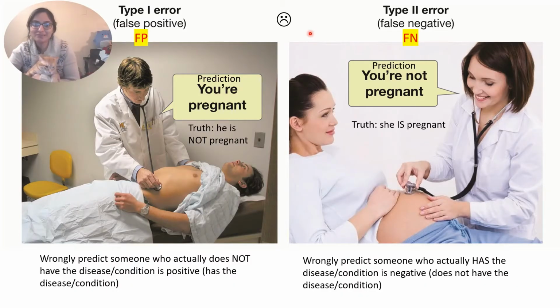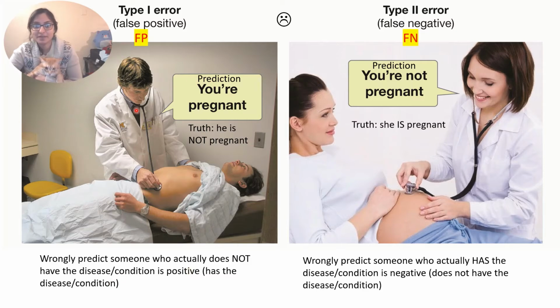So I just want to quickly review the two types of errors that we are discussing: the type 1 error, false positive, and type 2 error, which is a false negative. A false positive is wrongly predicting that someone who actually does not have the disease or condition is instead positive, that they have the disease or condition.